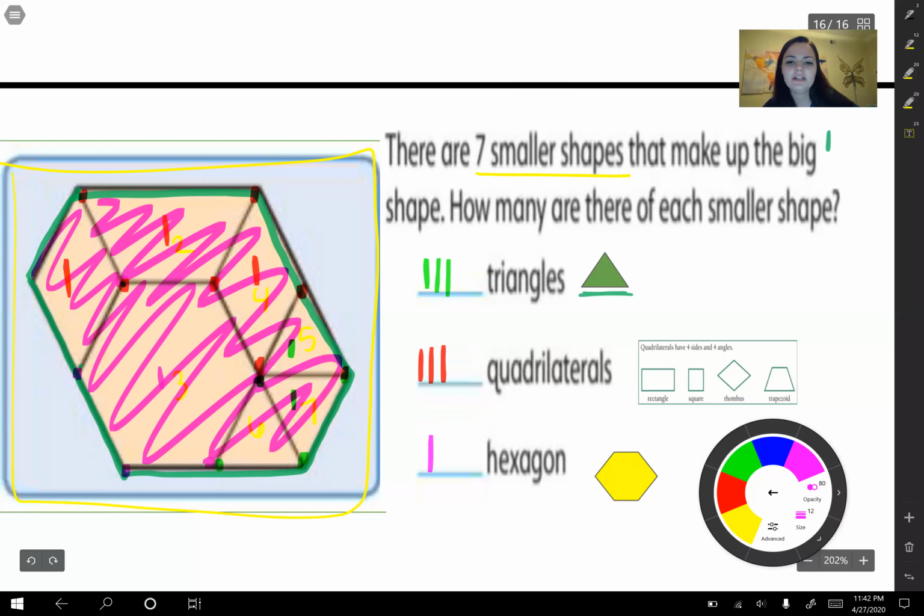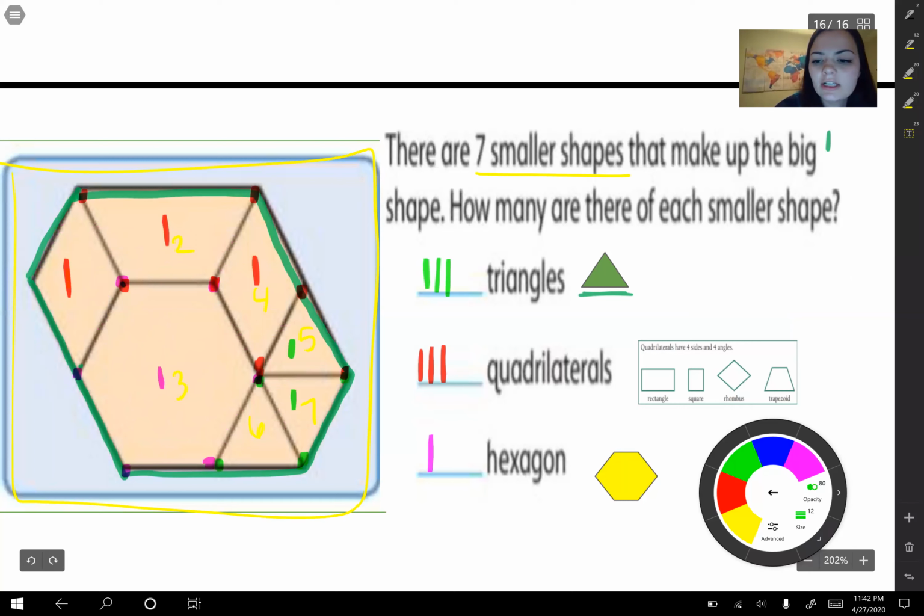So let's tally it up. I have 3 triangles. I have 3 quadrilaterals. And I have 1 hexagon. All of that together should equal 7. If I do 3 plus 3, I should get 6, plus 1 more is 7. So we did count all of them.